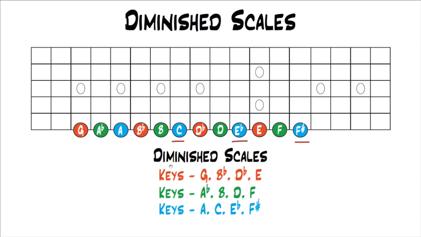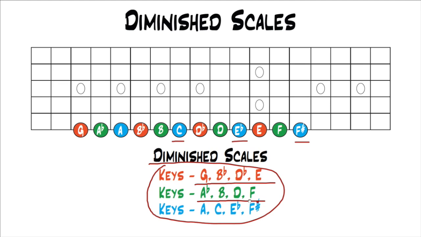So really, there's only 3 keys to worry about. Obviously, you have all the keys because you start on each one of the notes, but the key of G shares the exact same notes as B flat, D flat, E. The key of A flat shares the exact same notes as B, D, F. And the key of A shares the exact same notes as C, E flat, and F sharp.